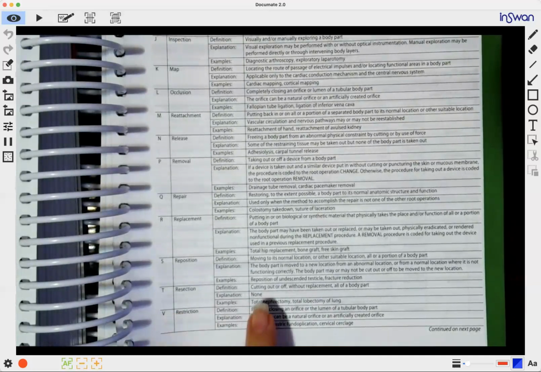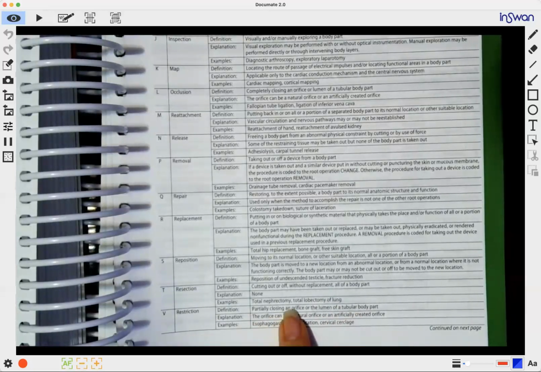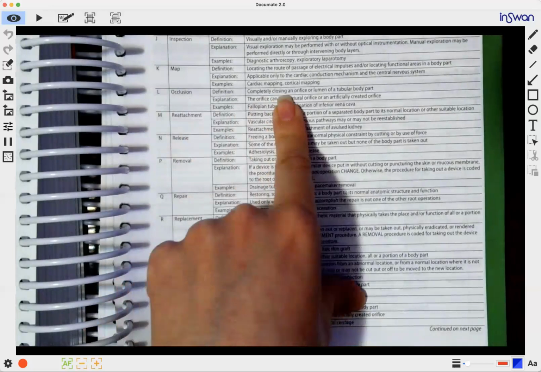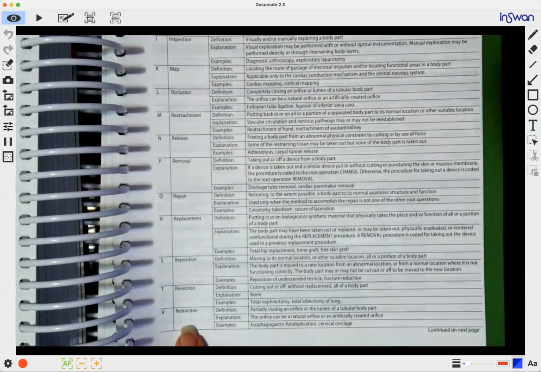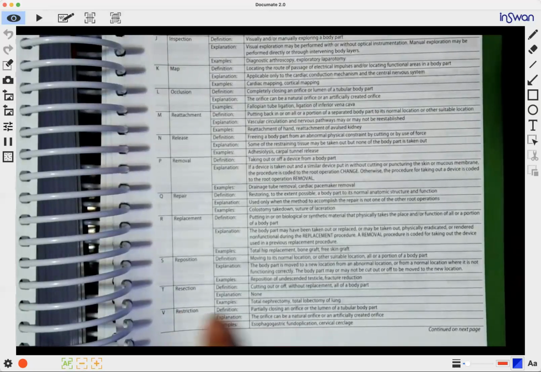Now, restriction is partially closing an orifice or the lumen of a tubular body part. So we had dilation, we had occlusion, and now we have restriction, that all deal with opening and closing the lumen of a tubular body part. This is just partially closing, whereas occlusion is completely closing. So that's the difference. You're going to have to look at the procedure and see, did they completely close it off or did they just partially close it off? So a fundoplication, a cervical cerclage, these are your examples of restriction, where they're just partially closing or narrowing it.